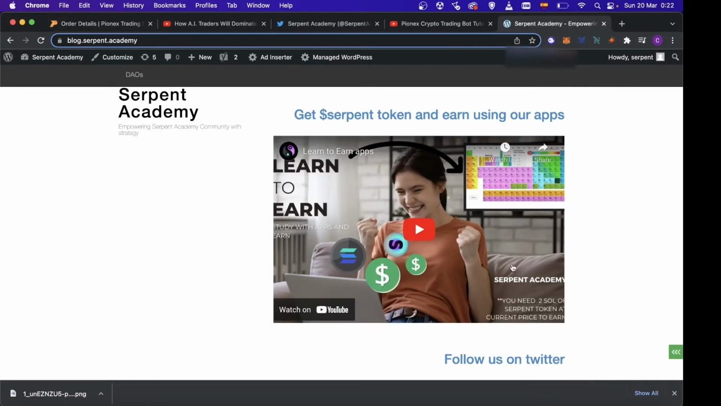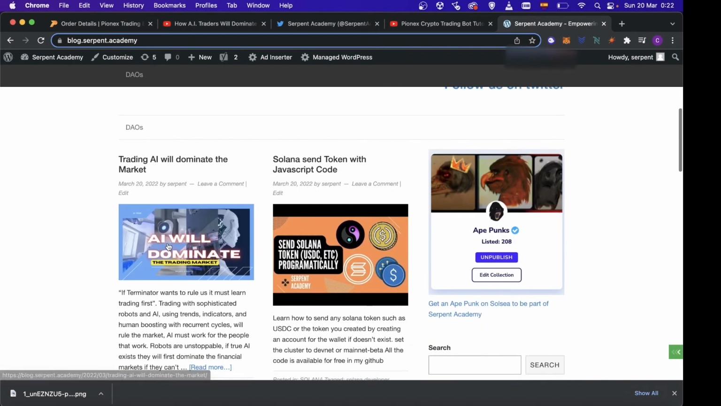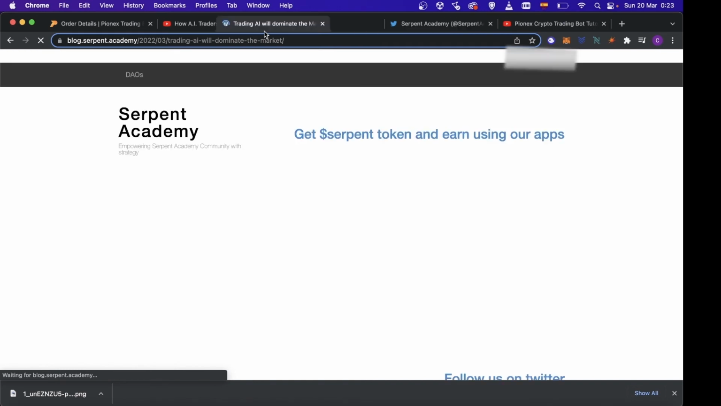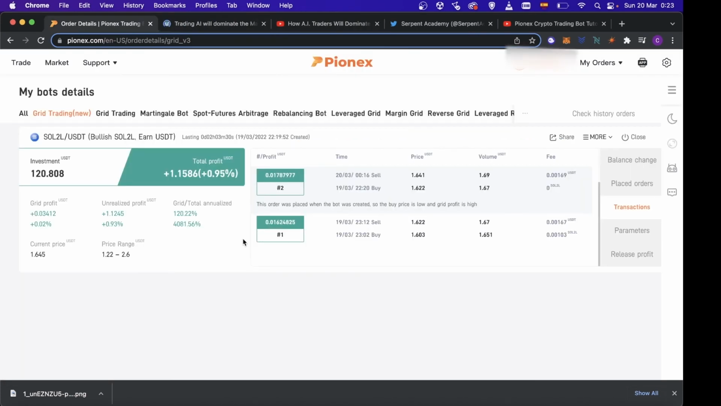Okay, so finally, I wrote in my blog, the SERPENT Academy blog, an article on how AI will dominate the market, all the trading. Let me show you the article. I'm going to leave the link if you want to read it, and you can support me by buying my SERPENT token. You can find the link in the description.